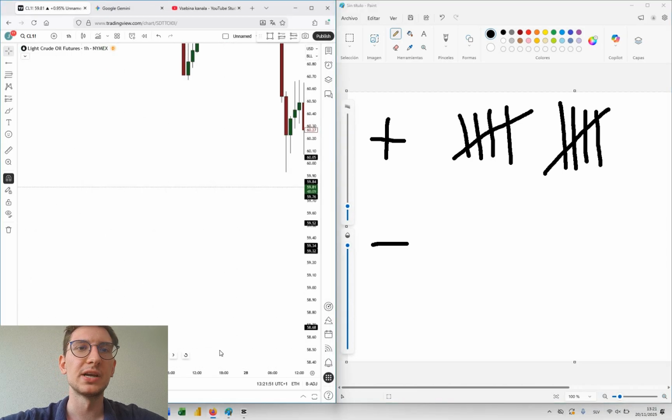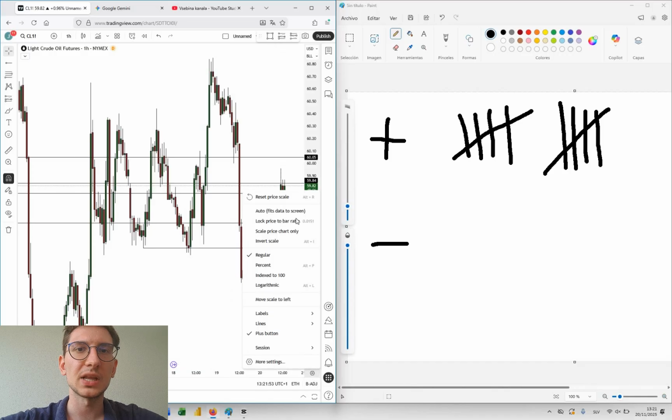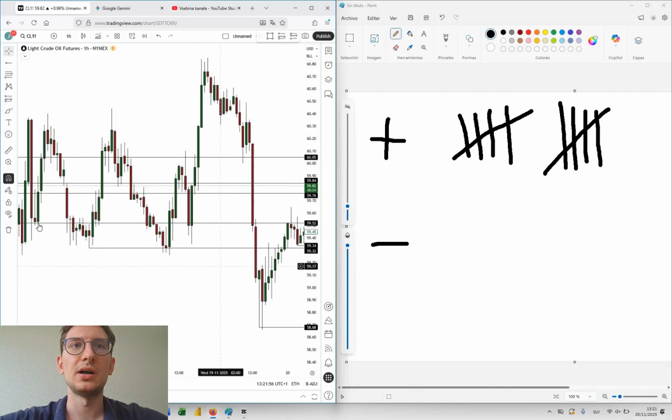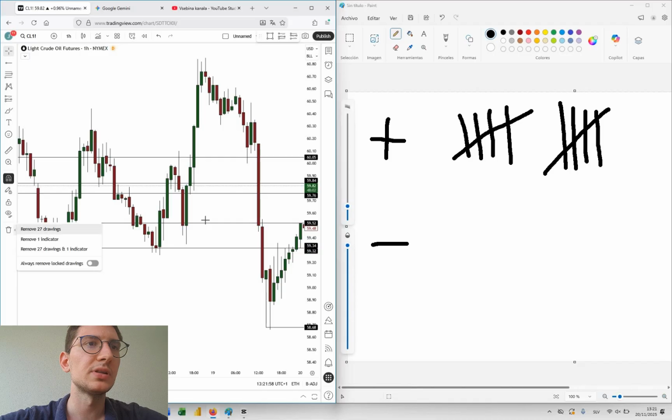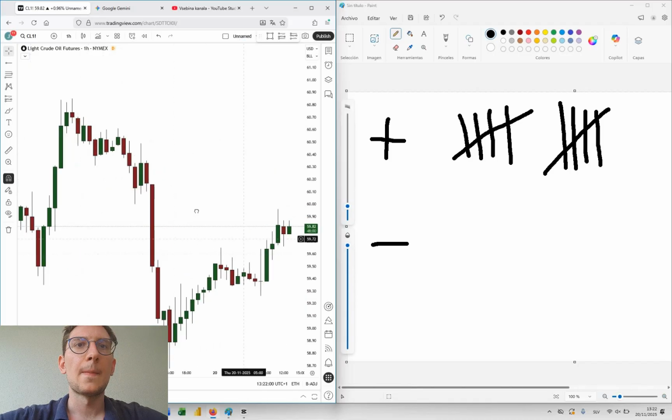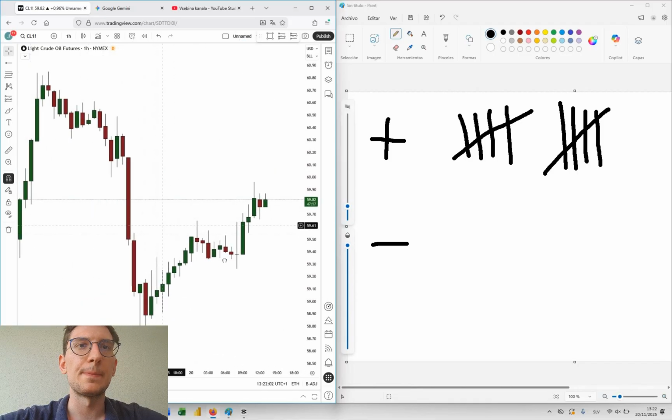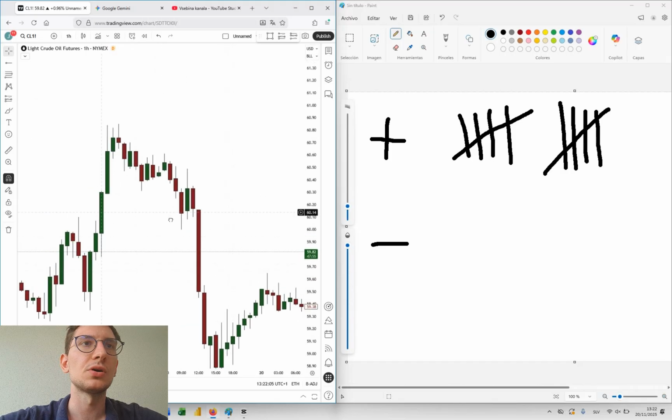Okay, let's go back to the beginning, and let's see now bearish liquidity sweeps. Okay, let me delete the bullish ones. Okay, bearish liquidity sweep. Let's go.